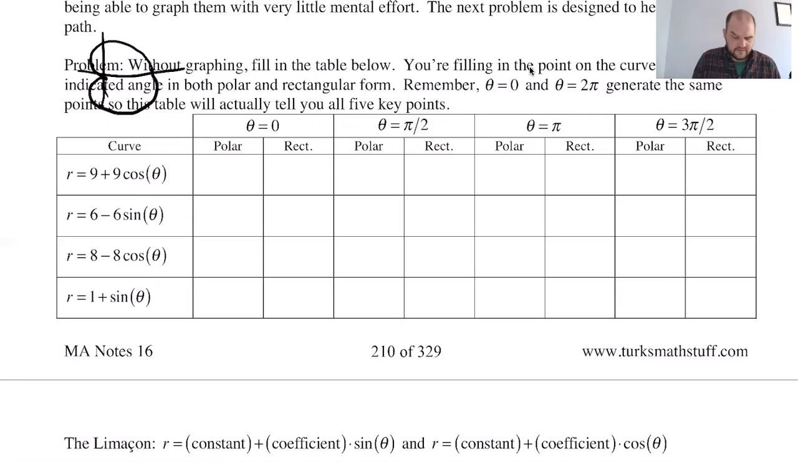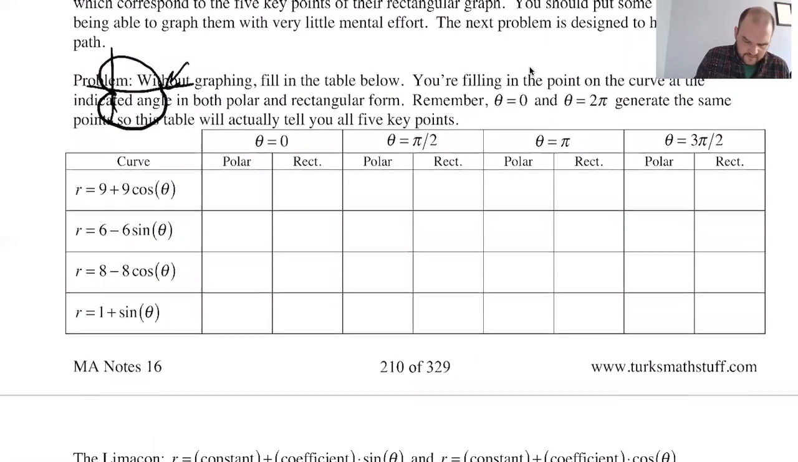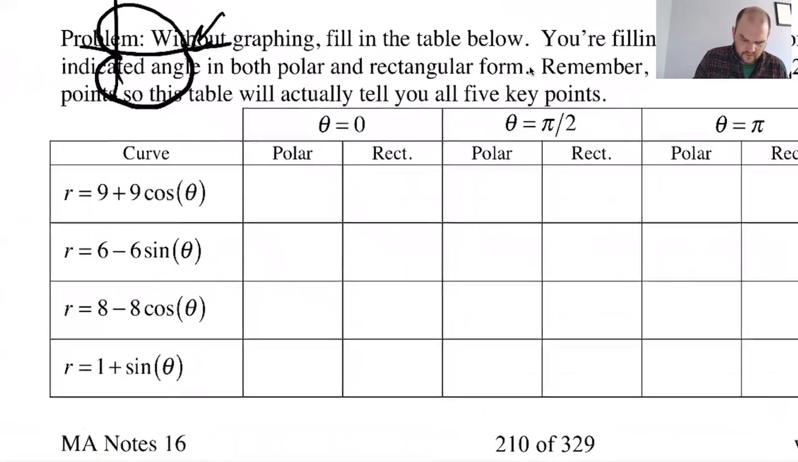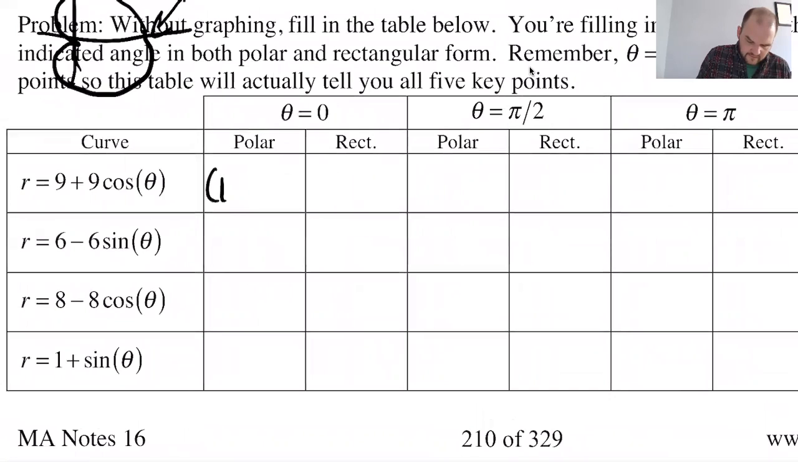And I know that at theta equals 0, I'm here, and then I'm going to go counterclockwise. When theta equals 0, you're all the way out, or just do the math: you get 9 plus 9 because the cosine of 0 is 1. So I know that I'm going to be at the polar point of 18, 0. In rectangular, you're actually just at the point 18, 0 as well.